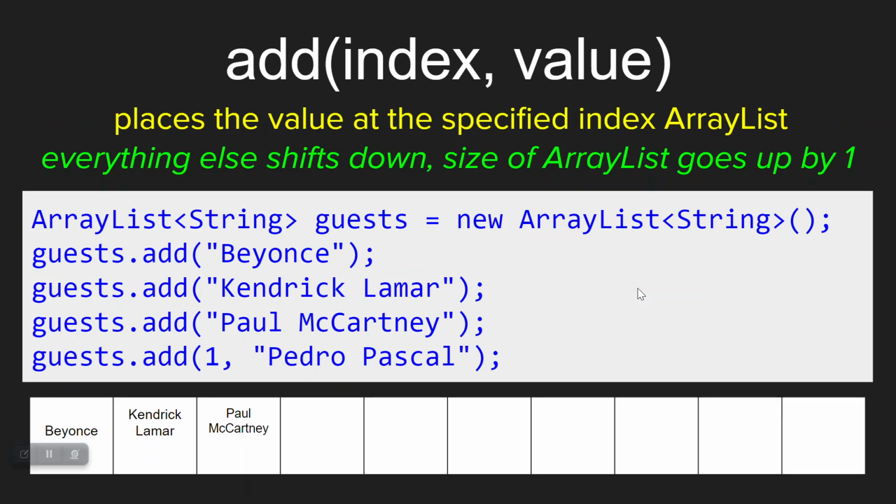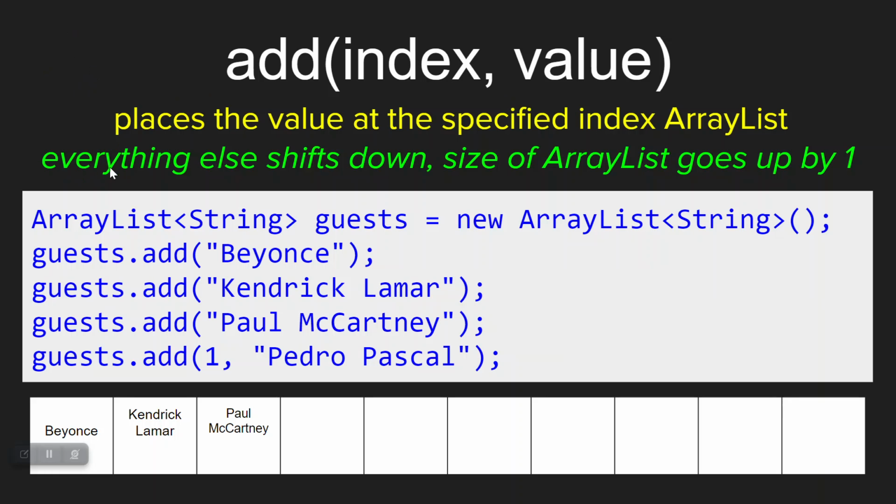Now we also have this other version of it. The add method is an overloaded method because it has different method signatures with different parameters. If you call it with 2 parameters, you're giving it an index, and you're also telling it the value that you want to put in there. So what the add(index, value) method does is it places the value at the specified index of the ArrayList.